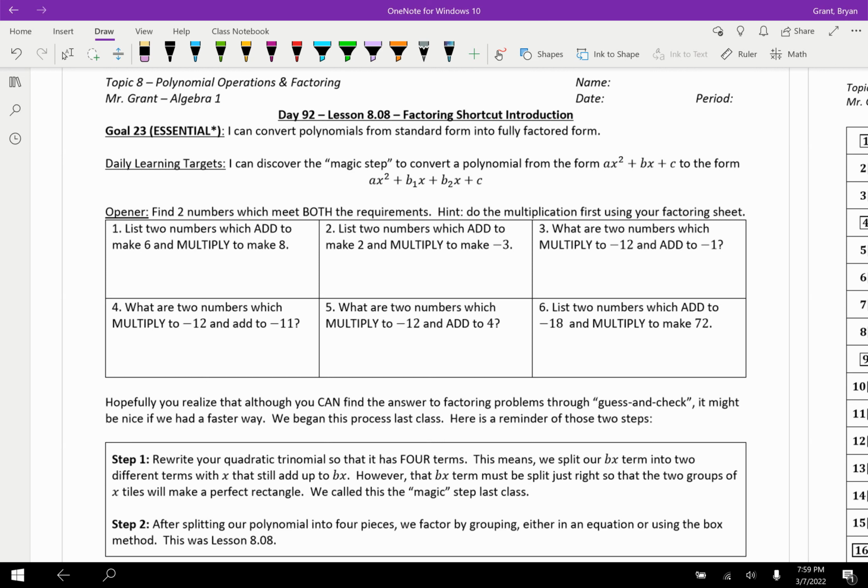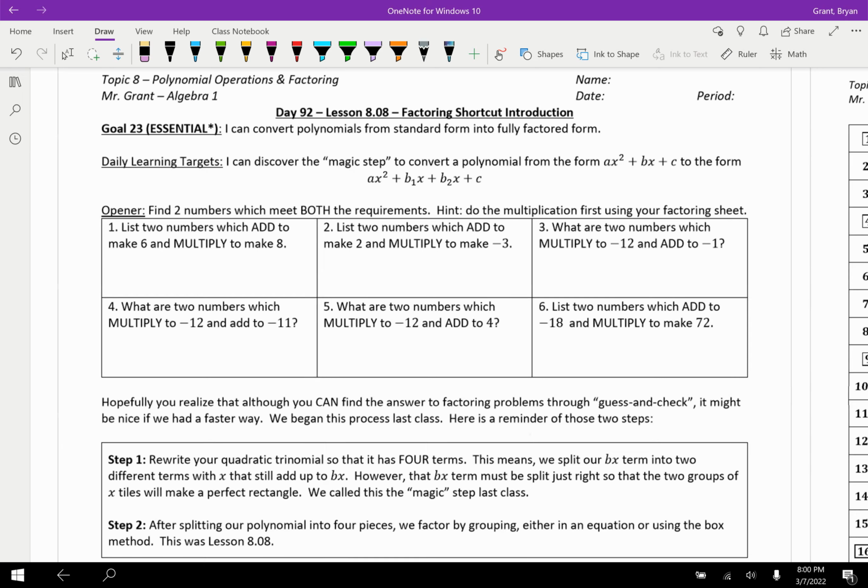Hello, Algebra 1, and welcome back to what is arguably the most important lesson out of every lesson in Topic 8. If you struggled in Lesson 8.6, which was factoring by guess and check, today is for you. Today is how we determine how to factor any polynomial in ax squared plus bx plus c. Well, almost any. We'll see that in a bit.